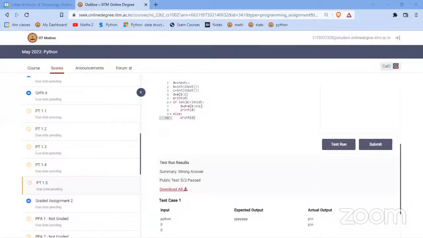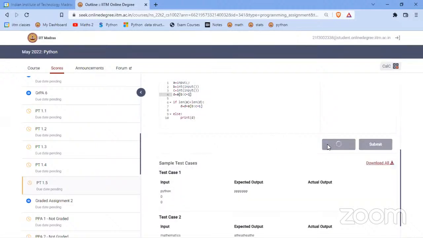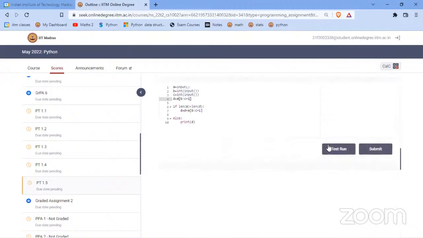Sir, what is there in my code? Again, you are using if and else, but then okay, we look at it. You took an input, you took B and C. See, C plus 1 should be there. D equals A[B:C+1], because we are including that C index also. Say if length of A is less than D, D equals D plus.